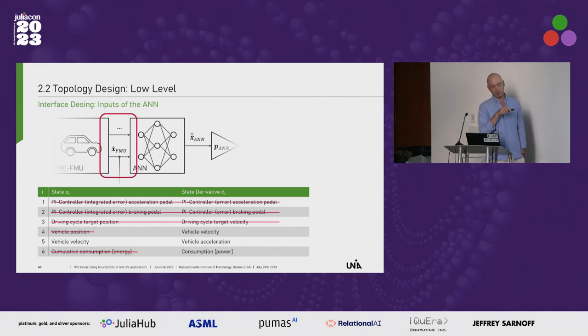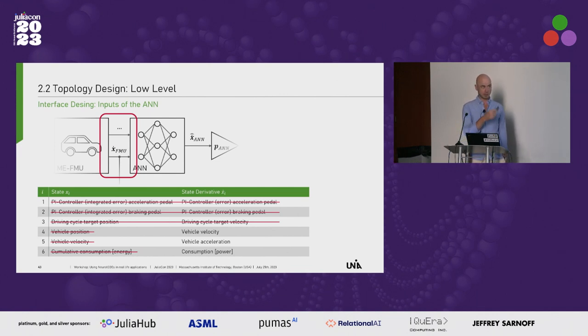And the vehicle velocity, as you can see, is now redundant. So we have it as state and as derivative. This is because we have a second order ODE system. And of course, we only need one of them. So we remove the vehicle velocity state. And it remains three state derivatives: the vehicle velocity, acceleration, and the vehicle consumption.